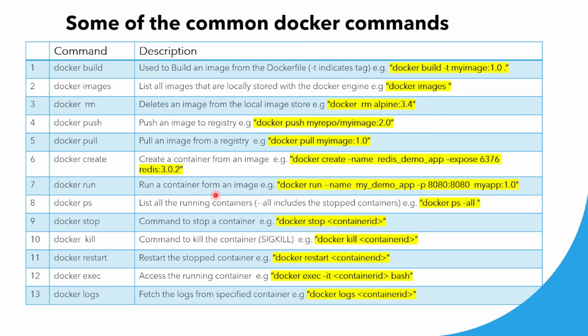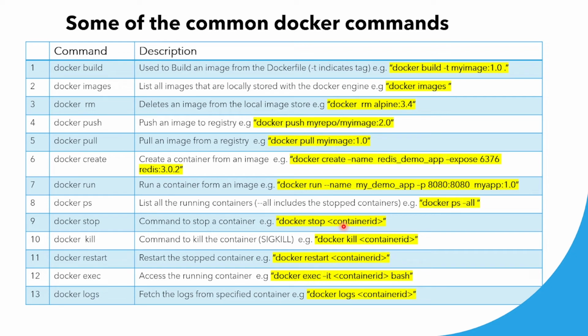This is the image. Okay, so the next command we are seeing here is docker ps. Docker ps lists all the running containers. So one command is simply docker ps, it will give you all the running containers. However, if you give hyphen all, it will show you even the stopped containers. Next command is docker stop. This command stops a container. Example command will be docker stop container id.